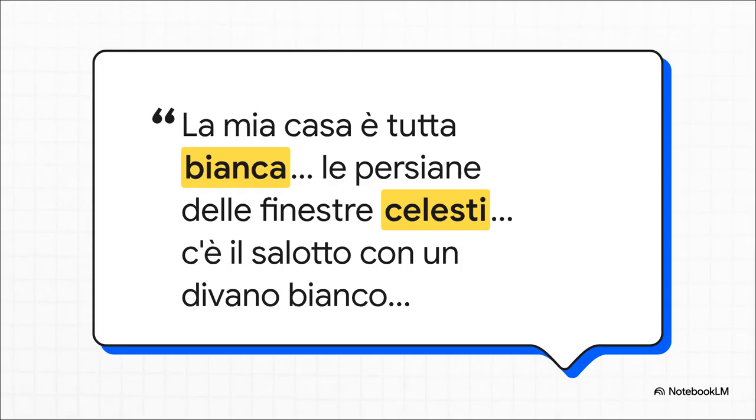So for this one, we'll check out a text called La Casa al Mare, the house by the sea. Just listen to these descriptions. The house is bianca, white. The shutters are celesti, light blue. The sofa is also bianco. Now, these aren't just extra words thrown in for fun. Think of them as direct instructions for your imagination.